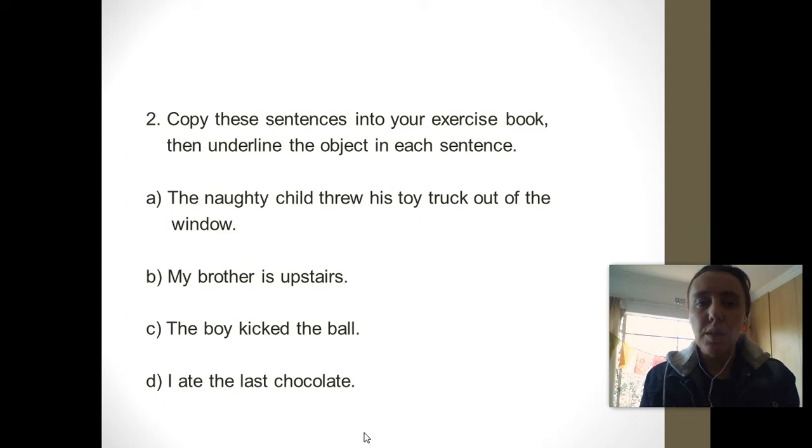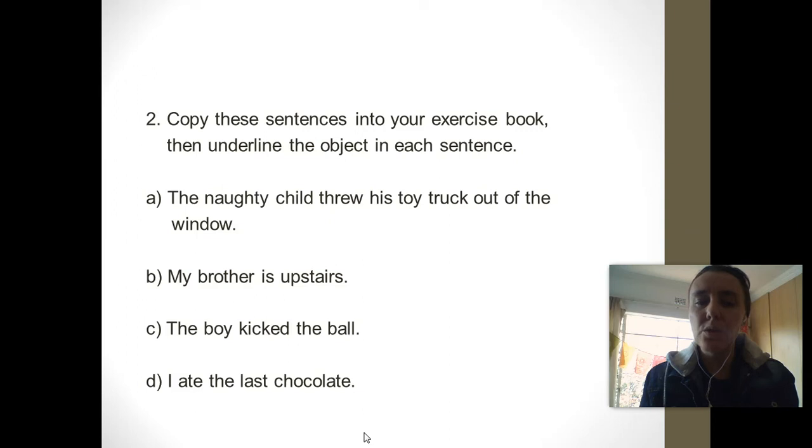So the first one, the naughty child threw his toy truck out of the window. Now, if we look at the sentence, sometimes it's hard to find the object because we might see a few words that could be an object of a sentence. So it could be toy or truck, or toy truck or window. We don't look at individual words, but we see what the words are doing in the sentence, what job they are doing, what role they're fulfilling.